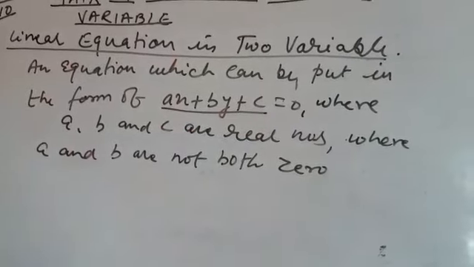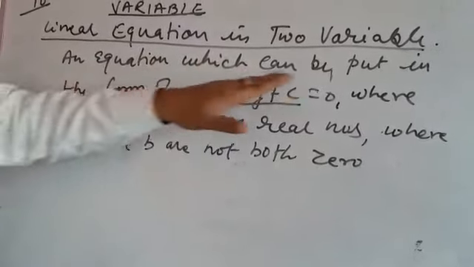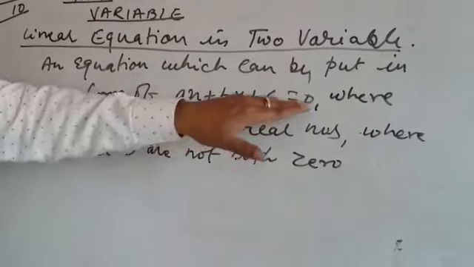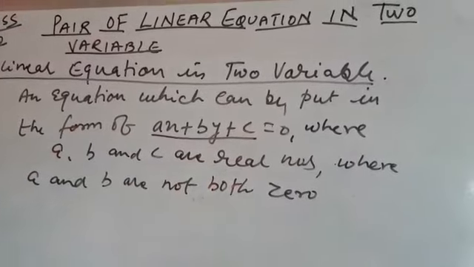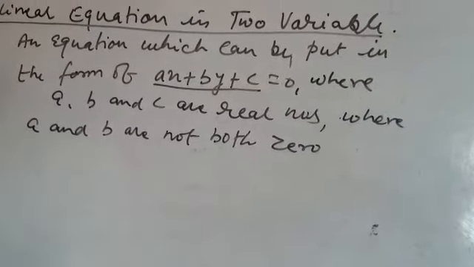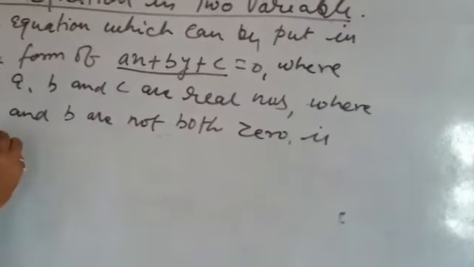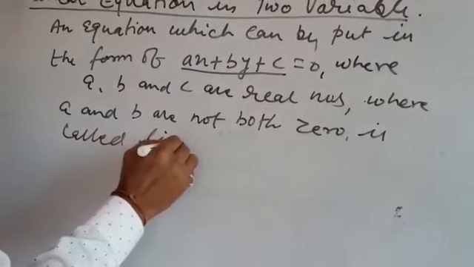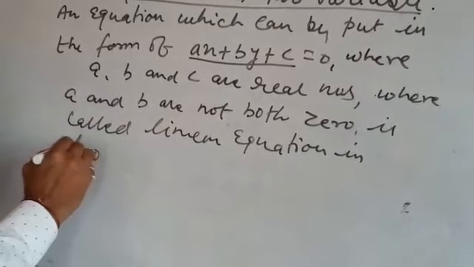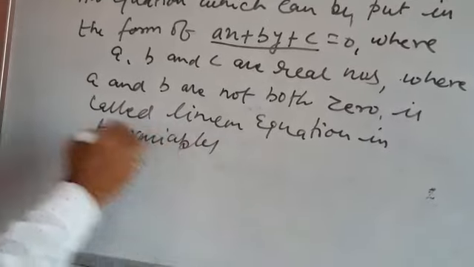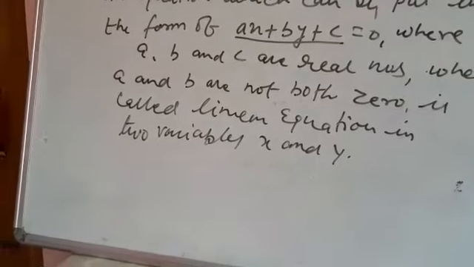Ax plus by plus c is equal to 0. So, let me just define once again: an equation which can be put in the form of ax plus by plus c is equal to 0, where a, b and c are real numbers, where a and b are not both 0, is called a linear equation in two variables x and y. So this is the definition of a linear equation in two variables, and it's very clear.